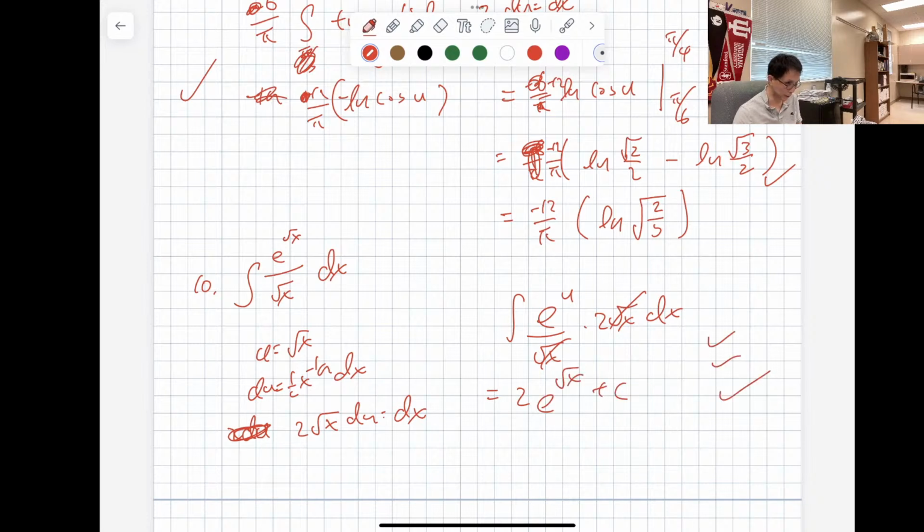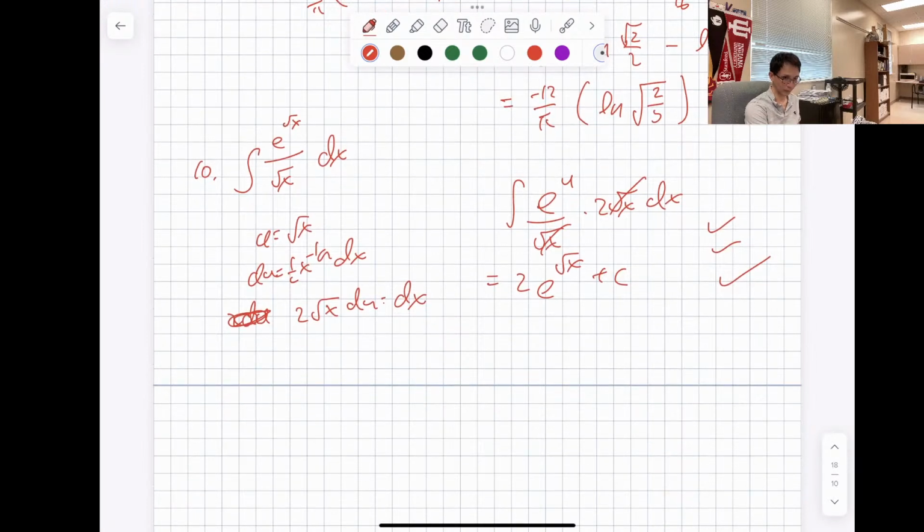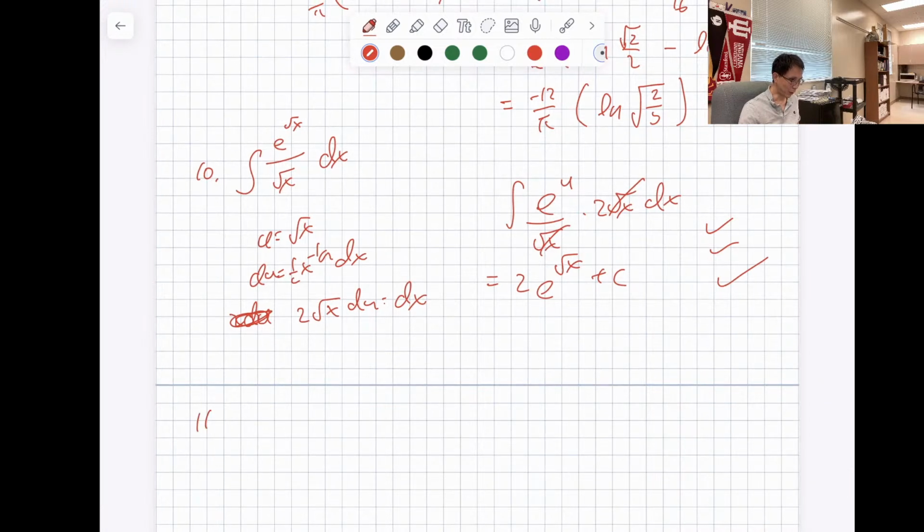3 check mark. What if they dropped their plus C? What if they didn't add plus C, but they got the rest of it? Half check mark. They just left it in the integral, like the integral of e to the u. They just left it in the integral, like they did everything but the final step. 2 check mark. I don't know why it goes from 10 to 12, but don't ask me.